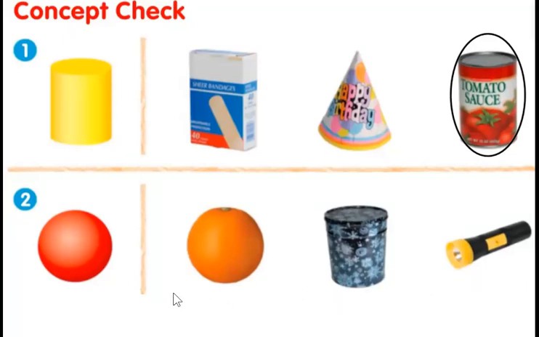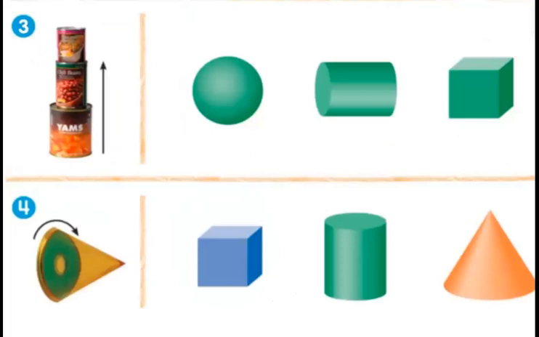Look at these 3 shapes in this row. Can you circle the matching shape? Can you circle another sphere? All right, K5, good. The orange is a sphere shape. K5, let's put your finger on number 3. Can you look at the arrow? What do you think it's showing?